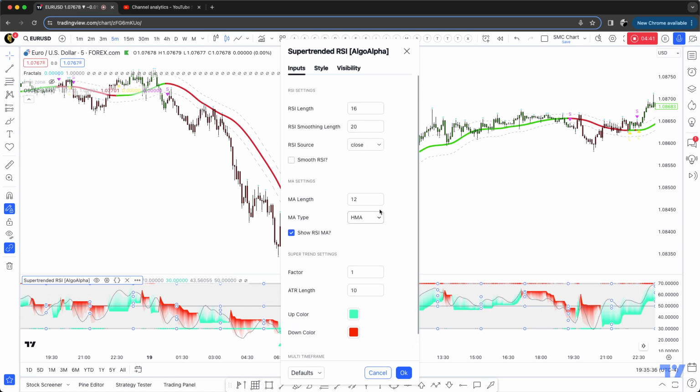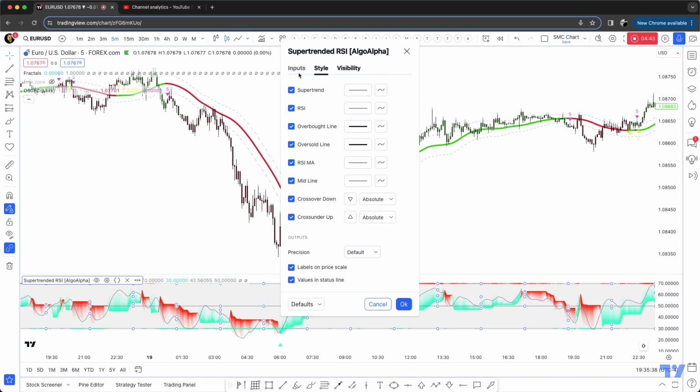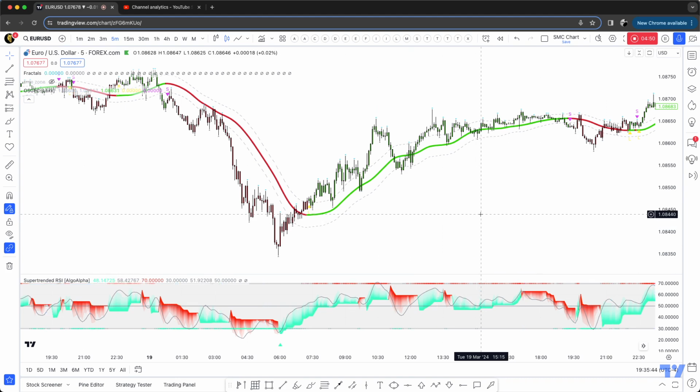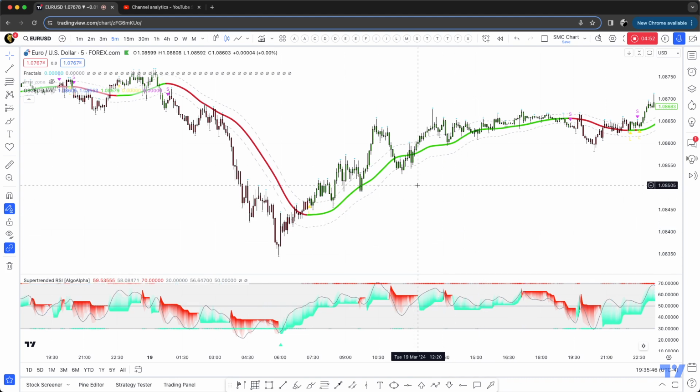Everything stays the same style. If you want to change colors in there, you can play around with the colors. But this is basically it. Now, what does this thing do? In combination of these two indicators, I want to show you that, again, you don't need it, but there's another indicator called Time Zone.